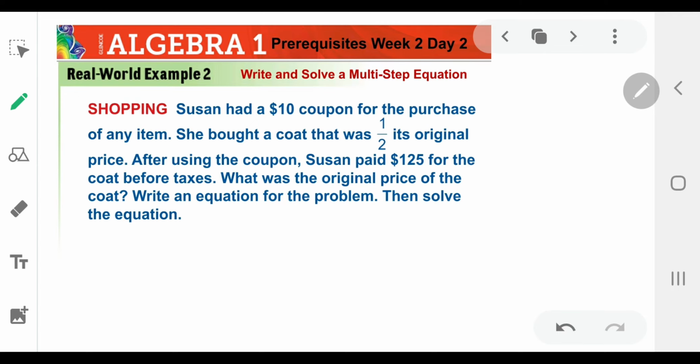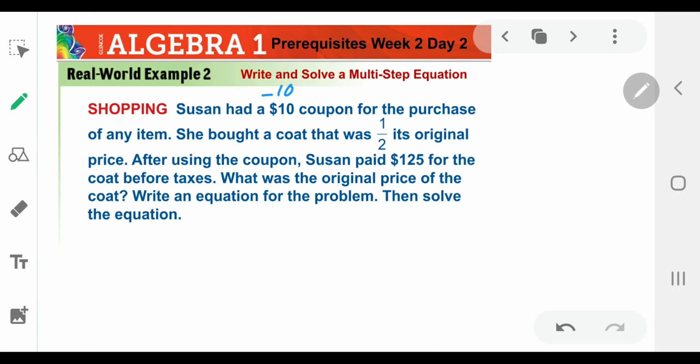Again, writing an equation, a real-life application of using a multi-step equation. Susan has a $10 coupon for the purchase of any item. She bought a coat that was half its original price after using the coupon. This coupon reduces the original price. It's like a discount, so it's a minus 10. You have to know this for sure.